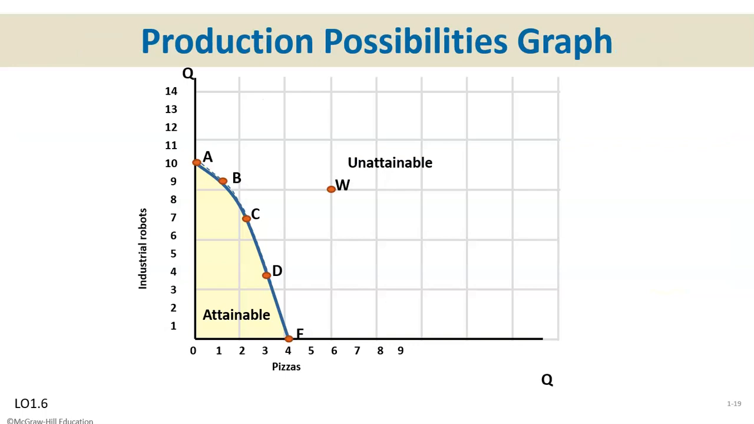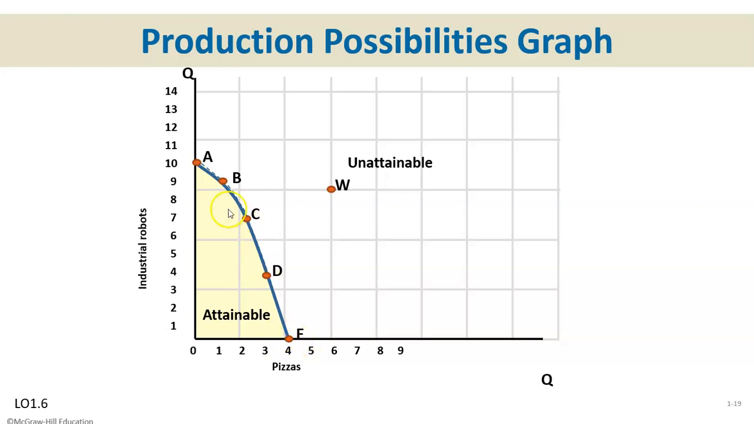Okay, here's our graph. Notice we have one of the goods on the bottom, so pizzas are down here. The other good is on the other axis. And then these are the same points that were on the last slide. So at A, here, they're only making robots. So they've got 10 robots and they have no pizzas at all because everyone in the economy is making robots. And then we have point E, and this is where everyone in the economy was making pizzas. So they had 4 pizzas and no robots at all.